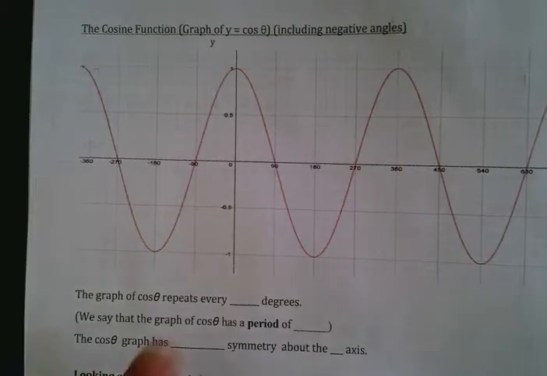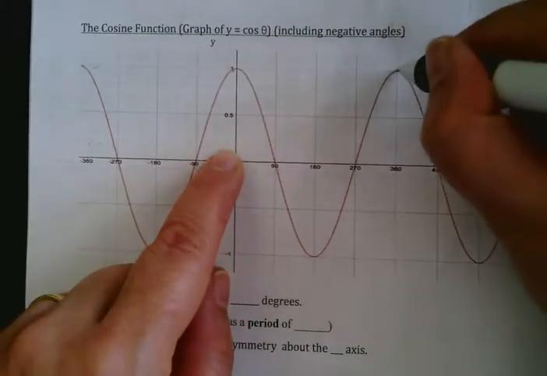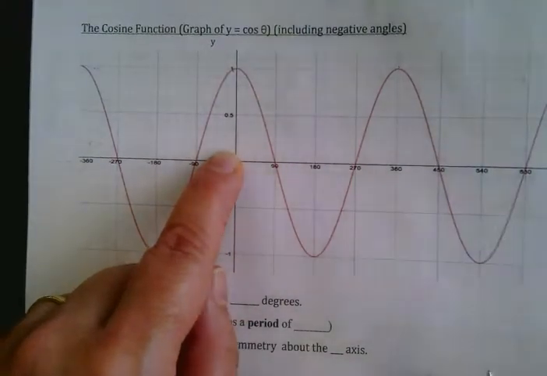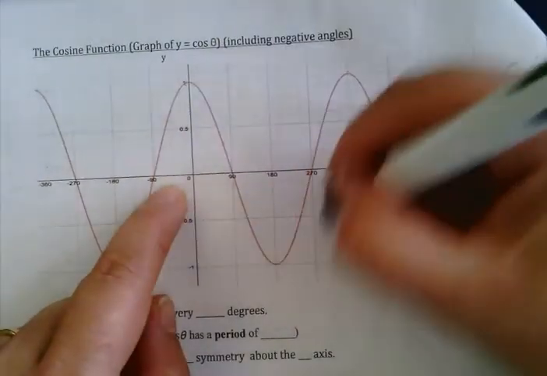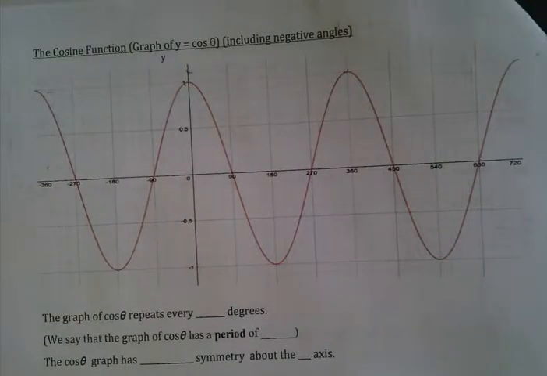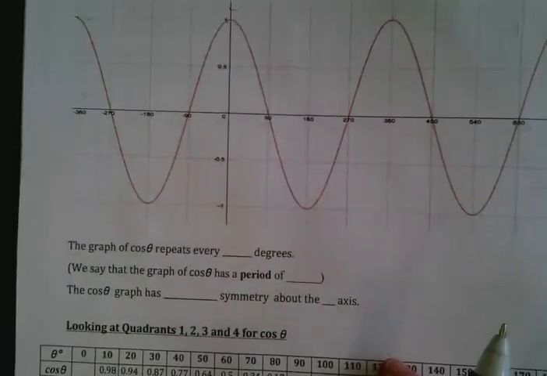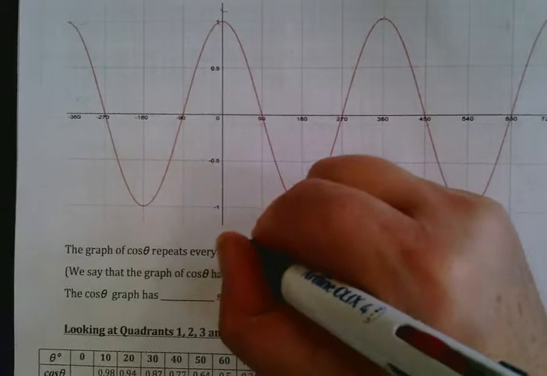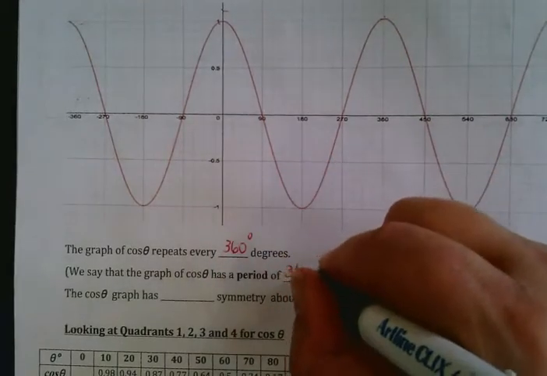Here's the cos curve. There's 0, 360. It repeats again. It's a periodic function. Repeats every 360. And you can go back for negative angles as well, which we'll discuss in another lesson. So the graph of cos theta repeats every 360 degrees. It's got a period of 360.